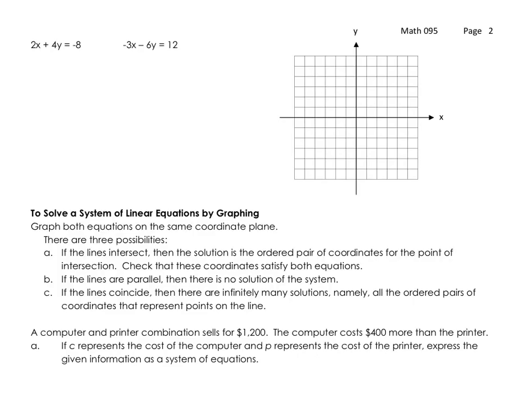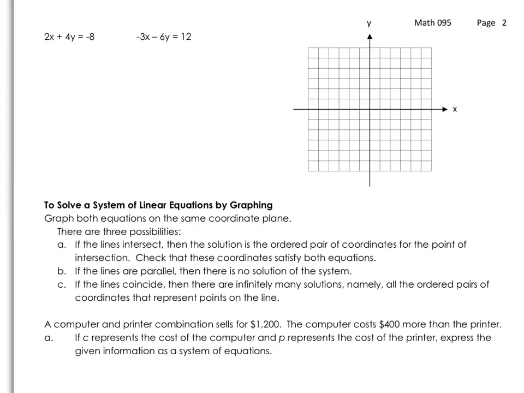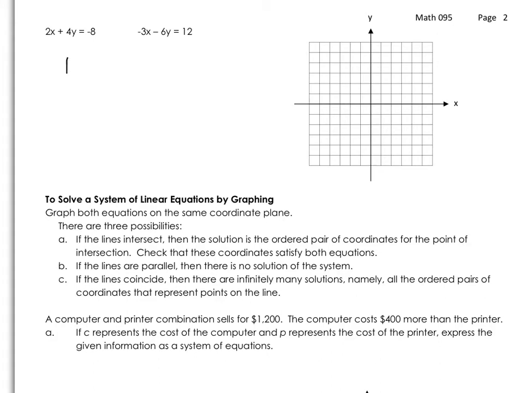What about 2x plus 4y equals -8 and 3x minus 6y equals 12? Both of these are in general form, and I like to solve equations in general form using the intercepts. Let's let x be 0 for our first equation. If x is 0, that gives us 4y equals -8. Divide both sides by 4. You get y is -2.